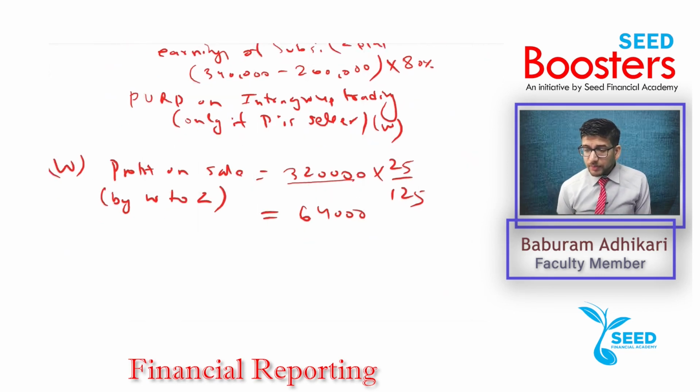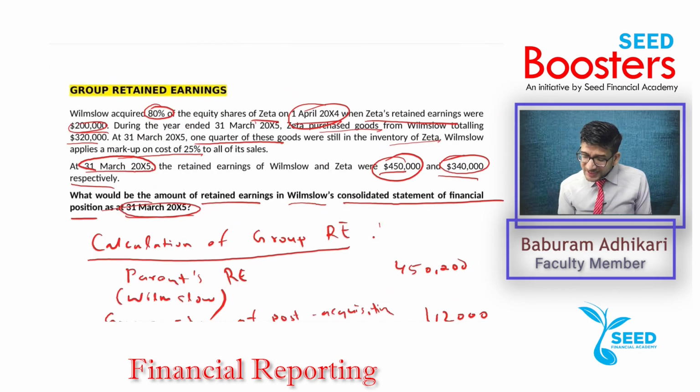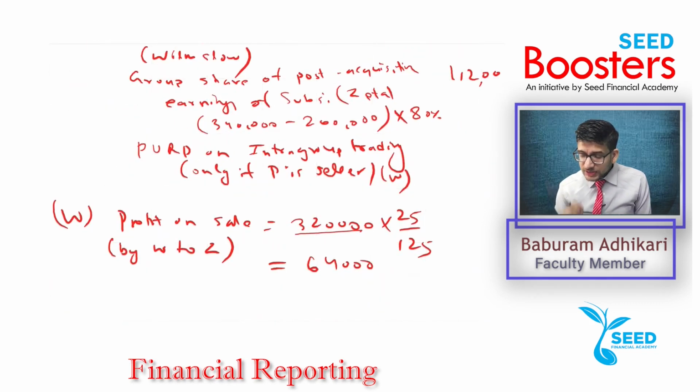So this is the total profit. Out of this total profit, how much is the unrealized portion? That is what we are going to calculate. In the question, it has stated that only 1/4 of the goods are in the inventory of Zeta. It means that out of this 64,000, only the 1/4 portion is unrealized and the 3/4 portion is realized, because it has already been sold to third parties by Zeta. It means 3/4 of the goods has gone out of the group, so the profit is realized by the parent.